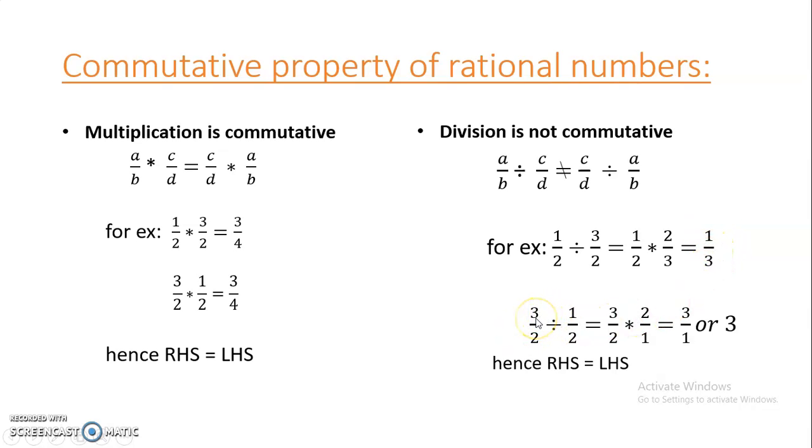Then we change the order of division. We divide 3 by 2 with 1 by 2. We have kept 1 by 2 behind this time and 3 by 2 ahead. So here again we will change the division into multiplication and take the reciprocal. So 2 by 1. So we will get 3. Clearly we can see 1 by 3 is not equal to 3. So RHS is not equal to LHS. So division is not commutative, whereas multiplication is commutative.